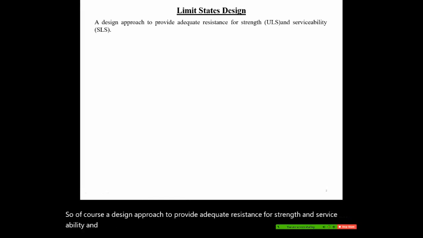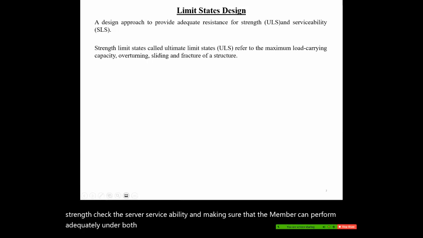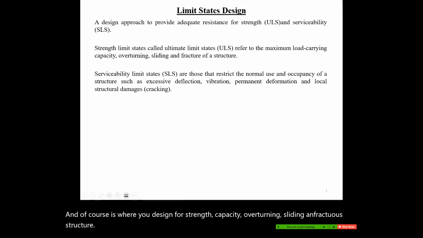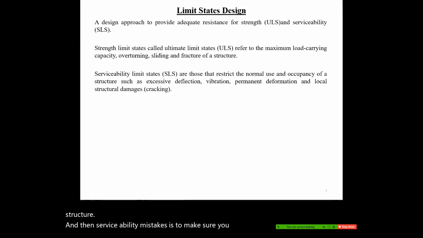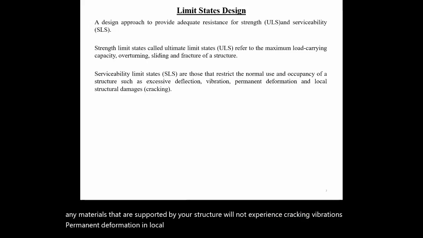And like I said, in both the steel and the wood, we will be doing both: checking the strength, checking the serviceability, and making sure that the member can perform adequately under both conditions. Now, of course, the strength is the resistance, and they call it ULS, ultimate limit states. This is where you design for strength capacity, overturning, sliding, and fracture of a structure. Serviceability limit states is to make sure you don't have excessive deflection, so that any materials supported by your structure will not experience cracking, vibrations, permanent deformation, and local structural cracks.